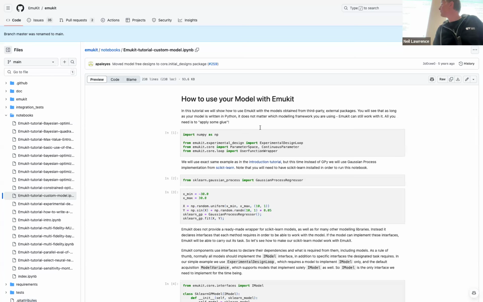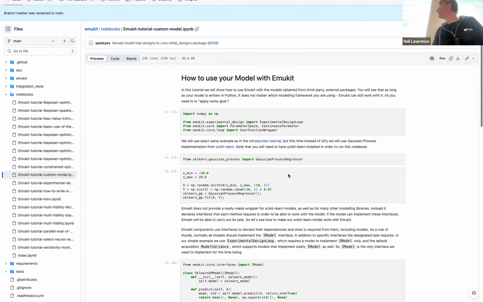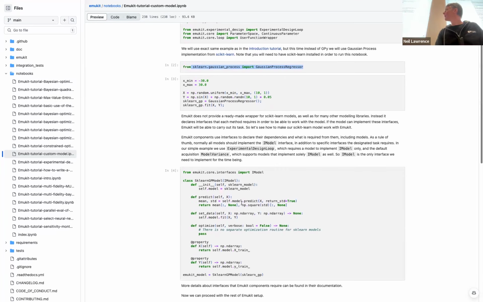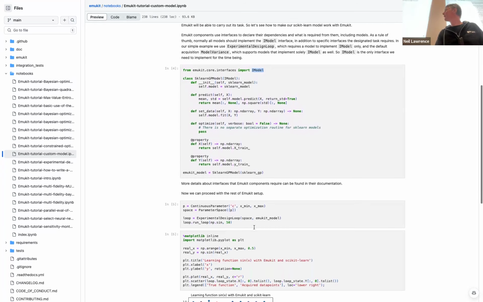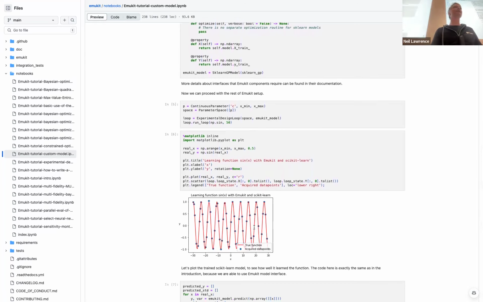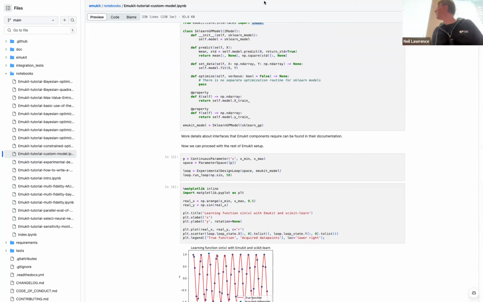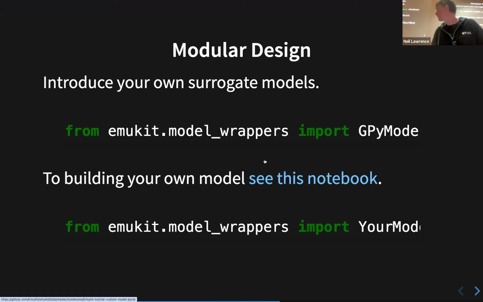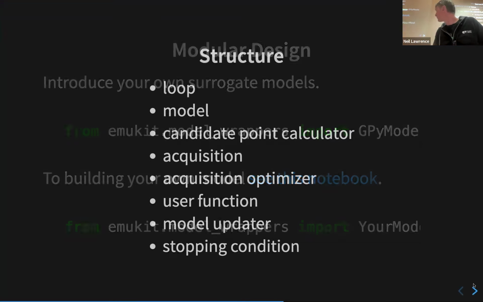Here's a notebook that describes how to integrate your own model, if you've got one that you want to use. In this case, the notebook's explaining how to integrate the scikit-learn Gaussian process as an emulator. And you basically end up defining a class that inherits from the model interface, and then you can use that as the emulator, right? So it's a very modular package in that way. So that's the notion of a model in Emukit.